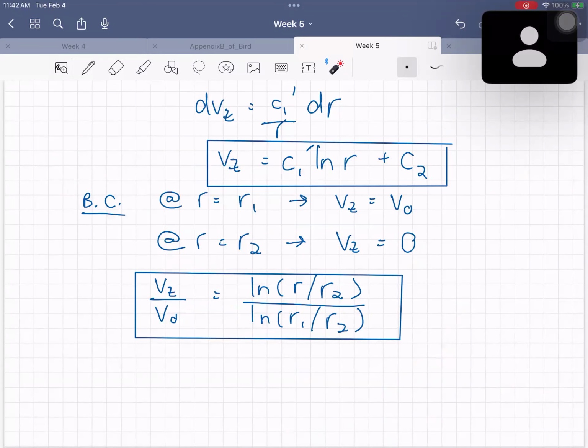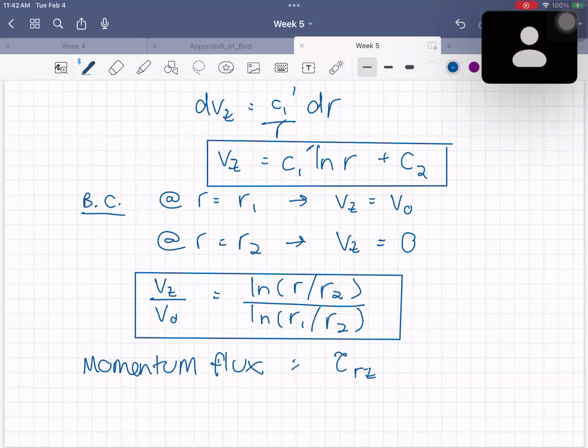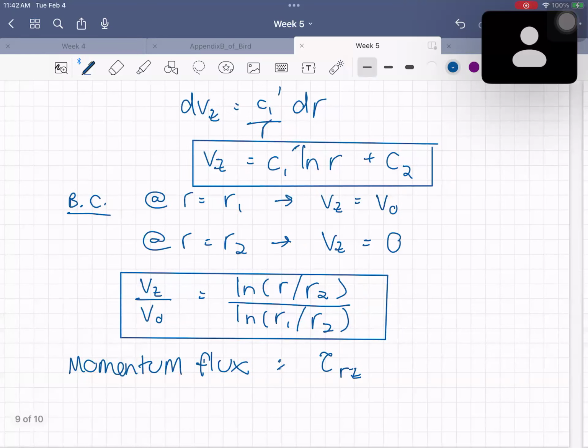What would be the momentum flux? Momentum flux will be tau rz, right? Can you find shear stress tau rz where r equal to R1 for me? What would it be?